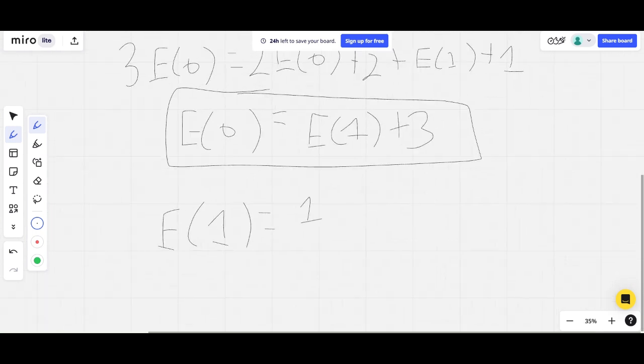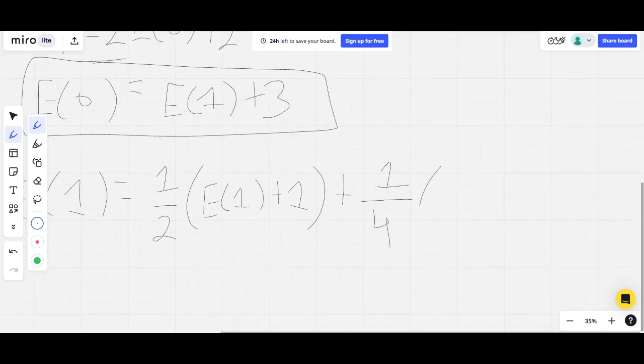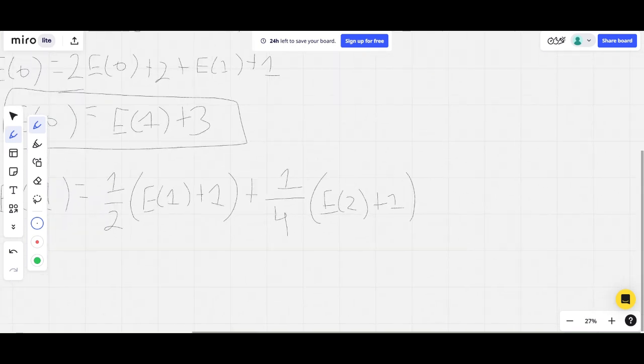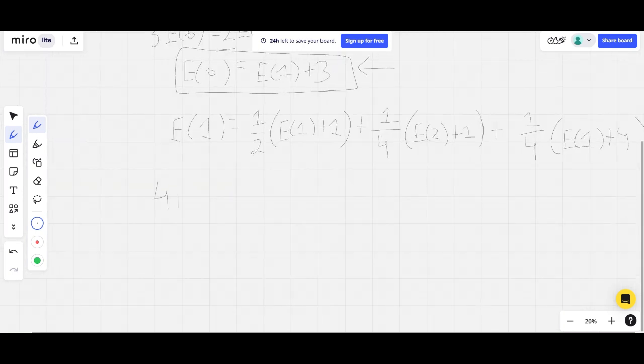equals 1/2 times E(1) plus 1. This is our original recursive equation, plus 1/4 times E(2) plus 1, plus 1/4 times E(0) plus 1, but we already know what E(0) is, so we just plug that in. So 1/4 times E(0) plus 1, which is E(1) plus 4. Cool. And now we're going to multiply everything by 4 to get 4E(1).